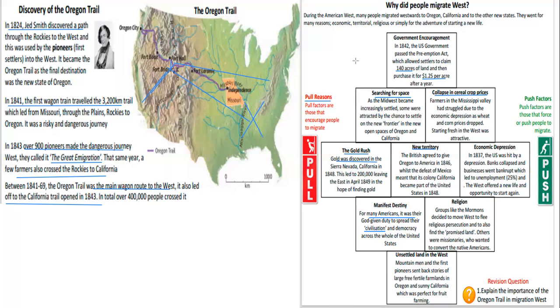And then you've also got that certain land in the West was very fertile. So mountain men and the first pioneers used to send back stories of large, free, fertile farmlands in Oregon and California, which was perfect for fruit farming. All of these were reasons why people decided to migrate, and it does become very important to understand why the government had to change their viewpoint and why they had to become stricter on the Native Americans, because for the government, westward expansion was a possibility to really push their economy and for them to earn more money in themselves.